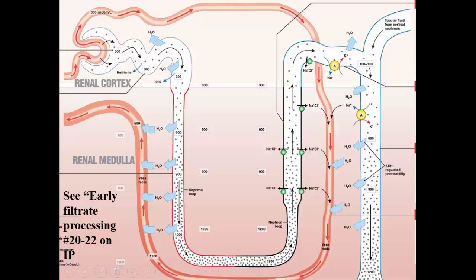Here is the Vasa recta, which remember is exchanging sodium in, water out. Water in here, water in here. So again, this is what's called the countercurrent mechanism. A very good review of this is on Mastering A&P. If you look under interactive physiology and then early filtrate processing and just focus on slides 20 to 22, it puts the whole process together for you very nicely.